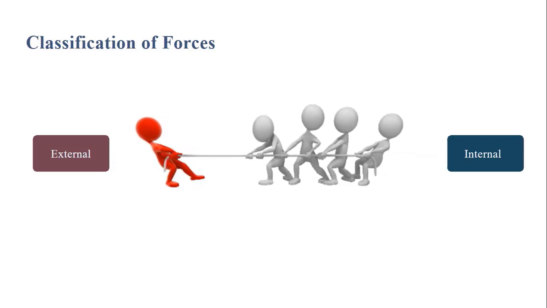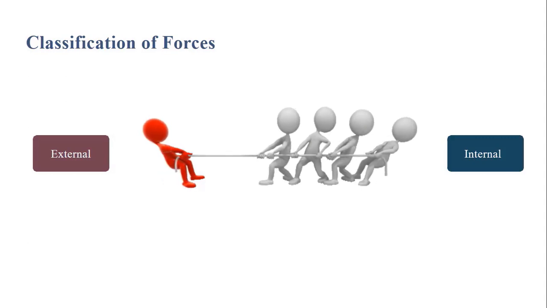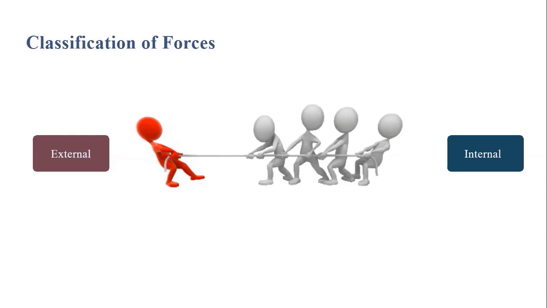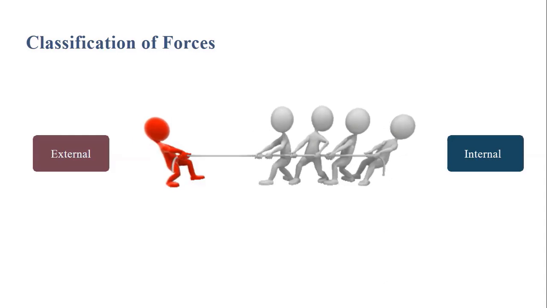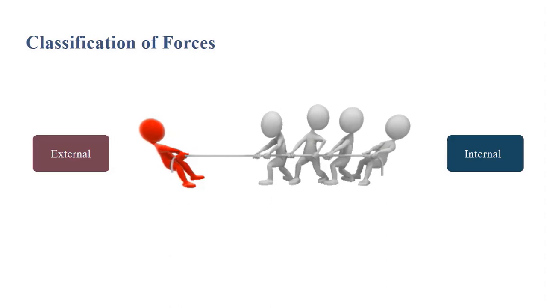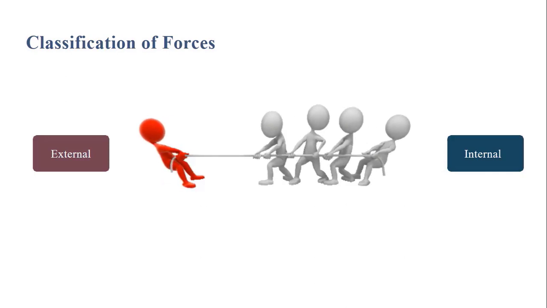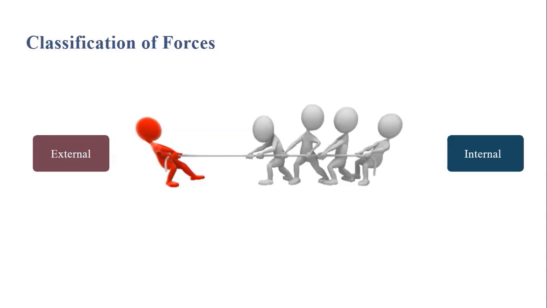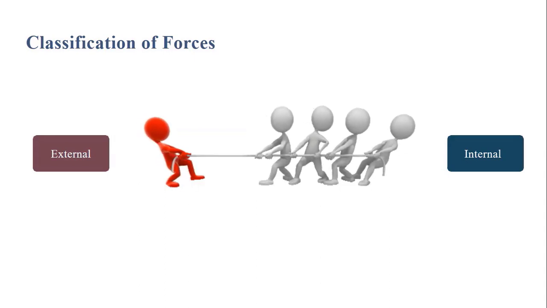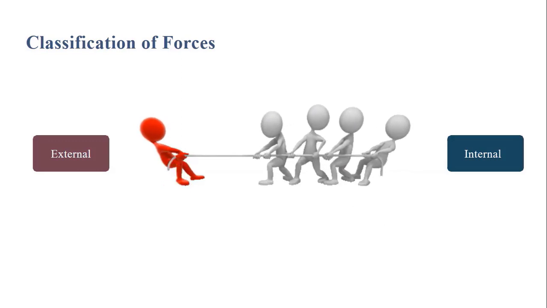Now here, the red one is the external agent, which is applying some force on the rope. The red one is not part of the system, but he is applying some force on the system, right? So these forces are called external forces, applied by the red one. And the forces between the four persons on the right side are called the internal forces, right?